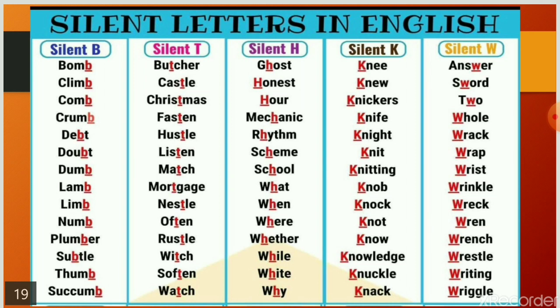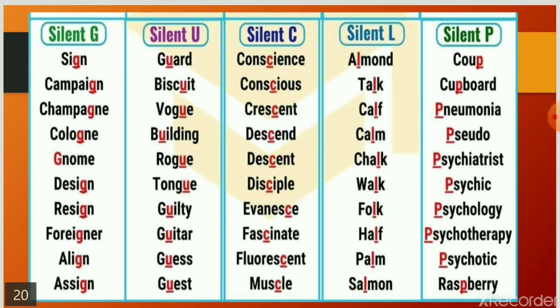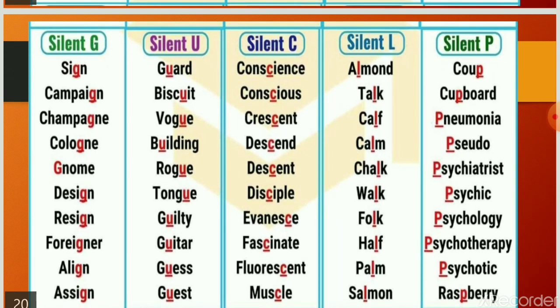So we have gone through silent B, silent T, silent H, silent K, and silent W. Now we are going to move to the silent G. Sign, campaign, champagne, clone, gnome, design, resign, foreigner, align, assign. These are some very common and usual examples of silent G. Now you can see the silent U. Guard, biscuit, vogue, building, rogue, tongue, guilty, guitar, gaze, and gauge. These are the silent U letters.